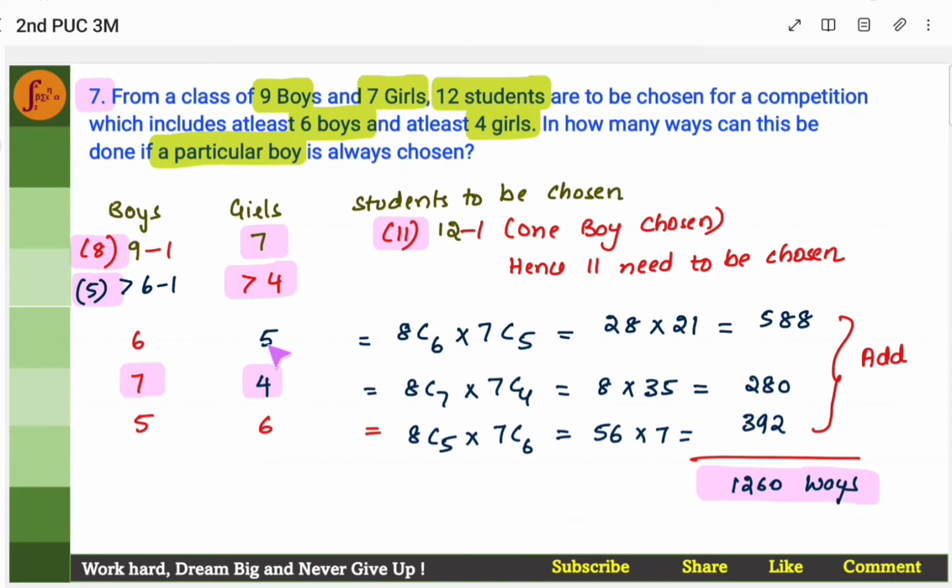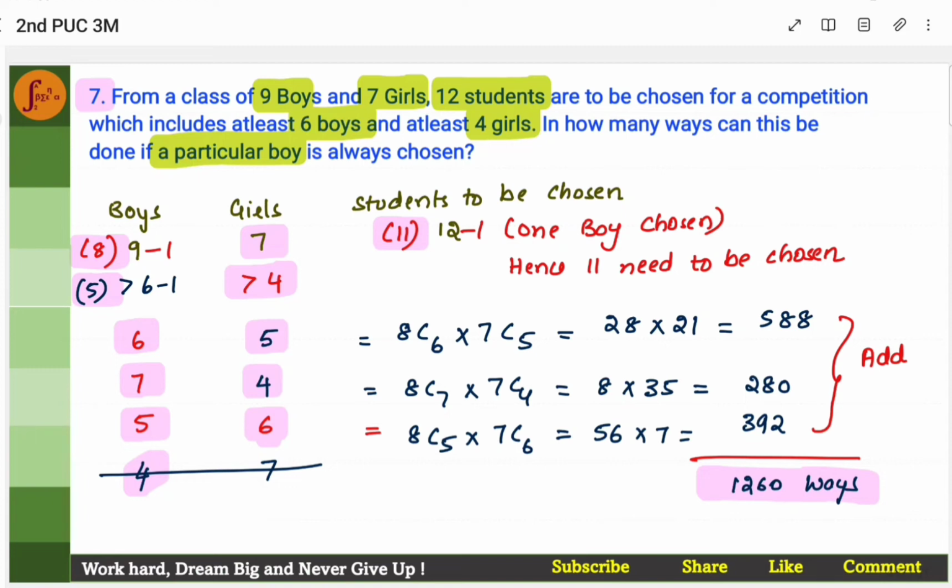I can choose 7. The next combination is I can choose 5 girls. If I choose 5 girls, then I should choose 6 boys. Then I can choose 6 girls. If I choose 6 girls, then boys should be 5. So I have 3 combinations. You can try some other combinations, but they will become invalid. I can take, say, 7 girls. If I take 7 girls, then I should take 4 boys. But I should have a minimum of 6 boys. But 1 boy is already chosen. So I have to choose 5 boys. I can't have 4 boys. Right? So this is invalid. Now you find the combinations and get the answer.